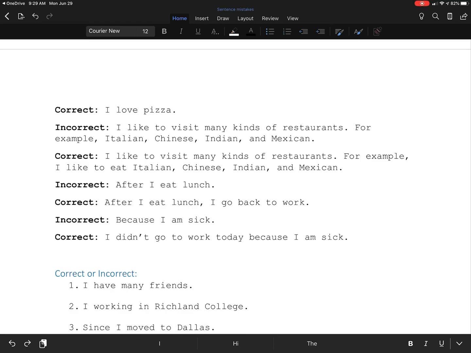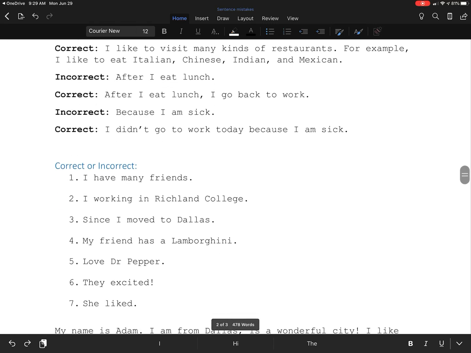It's also not correct to just say because I am sick. This is not a correct sentence. We need to have the reason and the result both here, okay? What happened because you were sick? I didn't go to work today because I am sick. And I know in conversational English, when we're just talking, sometimes people will just say, because I am sick. However, it's not correct. We need to have both parts together in one unified sentence.